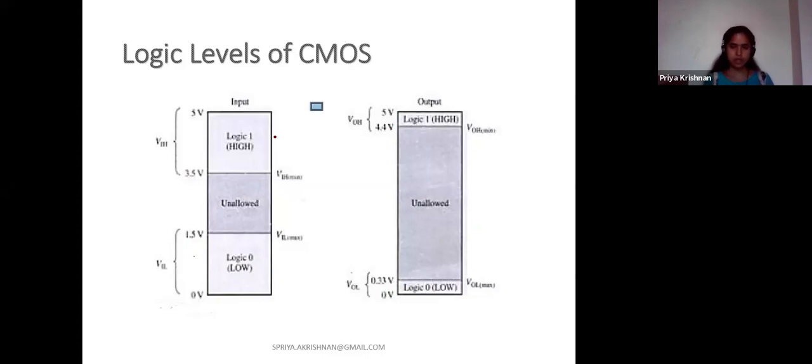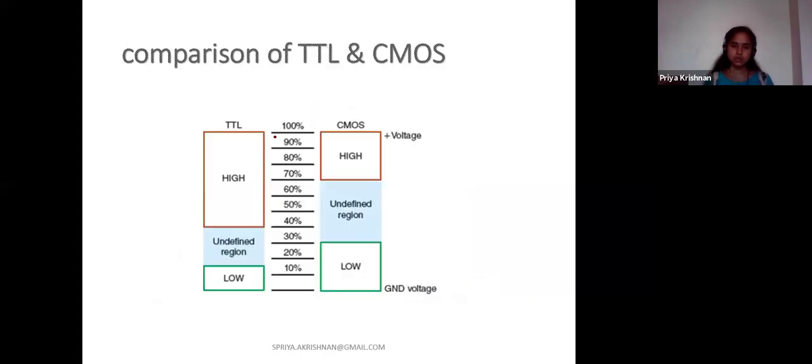Got it? So we have two famous logic families, that is CMOS and TTL. How is the voltage level taken in TTL and how is the voltage level taken in CMOS? This is for a simple understanding and comparison of TTL and CMOS. So more level is taken as high here. Here equal levels of high and low are taken.